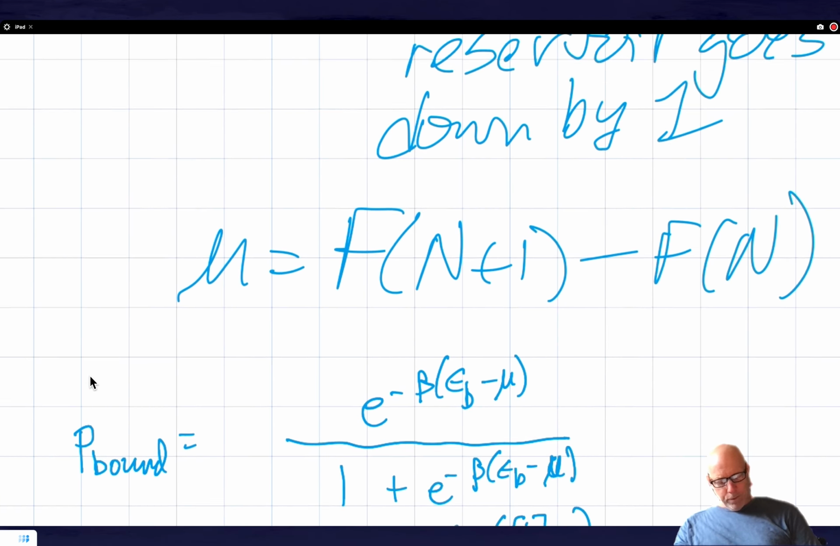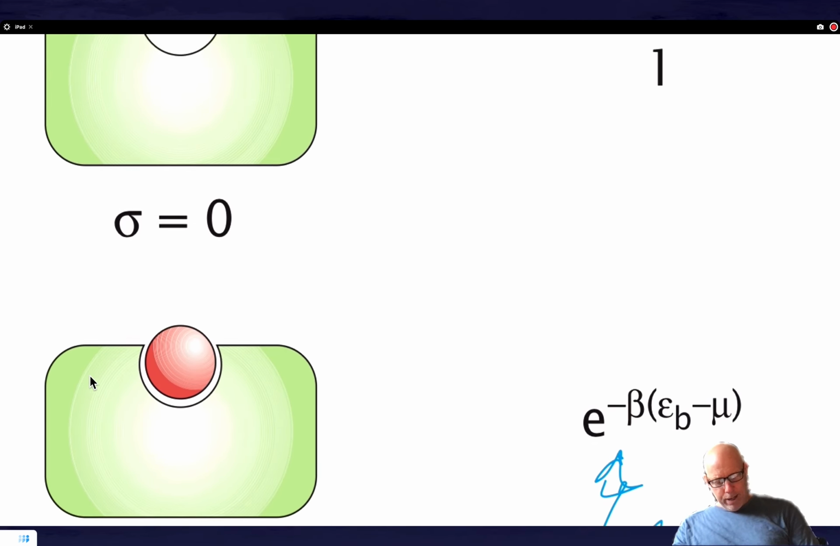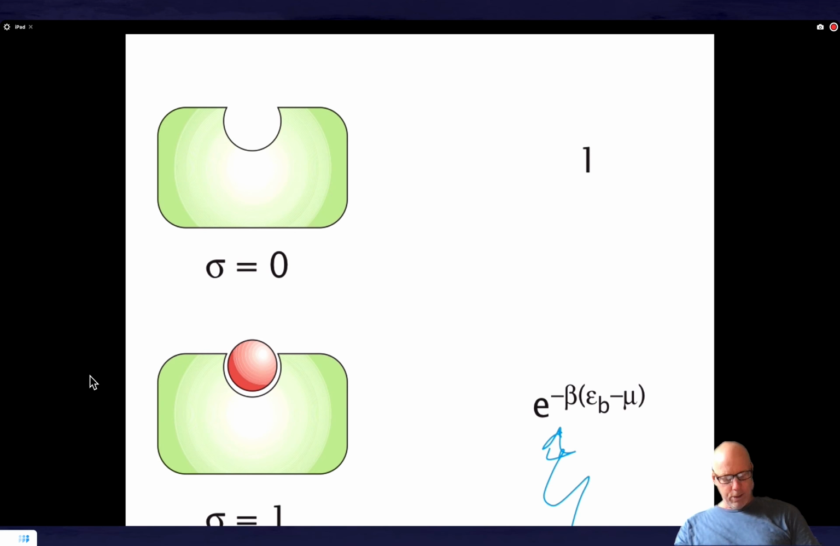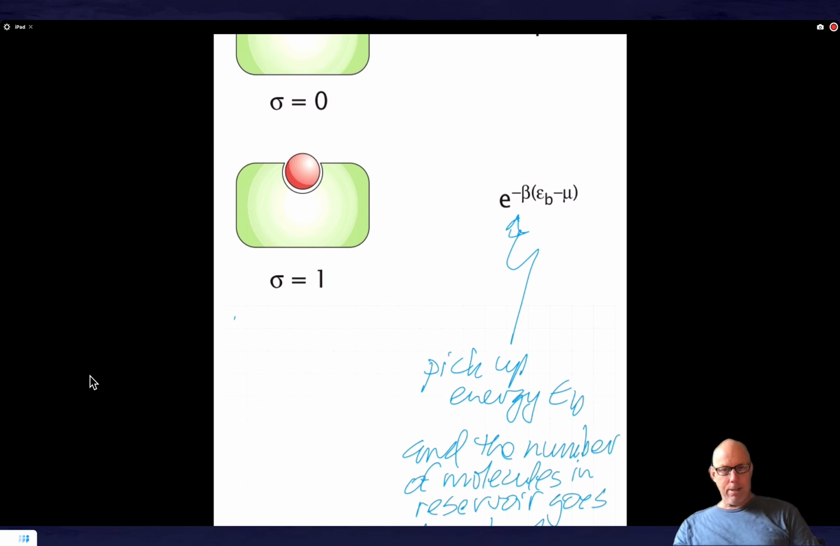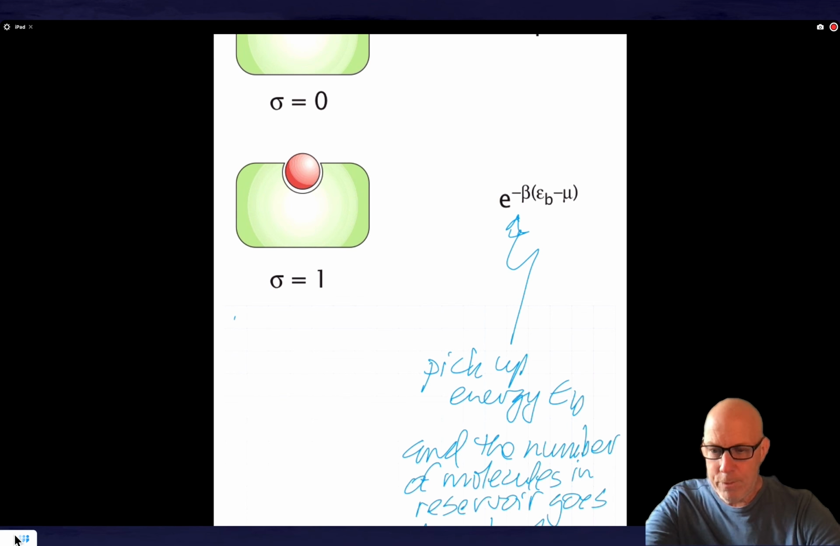All right, so what have we accomplished? I wanted to give an example of the use of the chemical potential. I gave such an example in the context of binding reactions. So that was the point of this exercise.